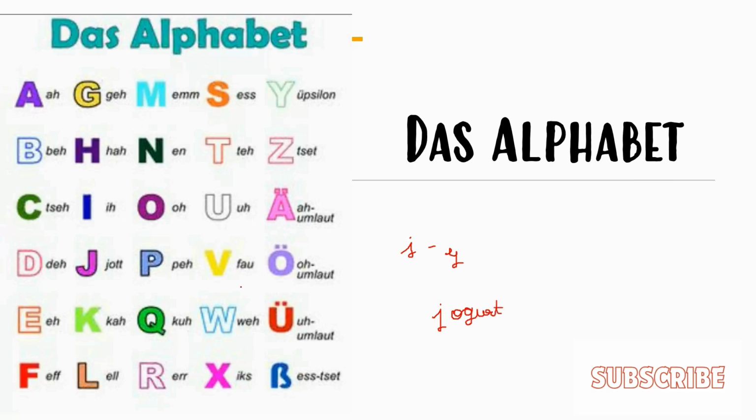Secondly, if I talk about the alphabet V, that's pronounced as F. For instance, if I say Vater, Vater is actually spelled with a V, but it's pronounced with an F. Alright. Similarly with Z as well, Z is pronounced as S.